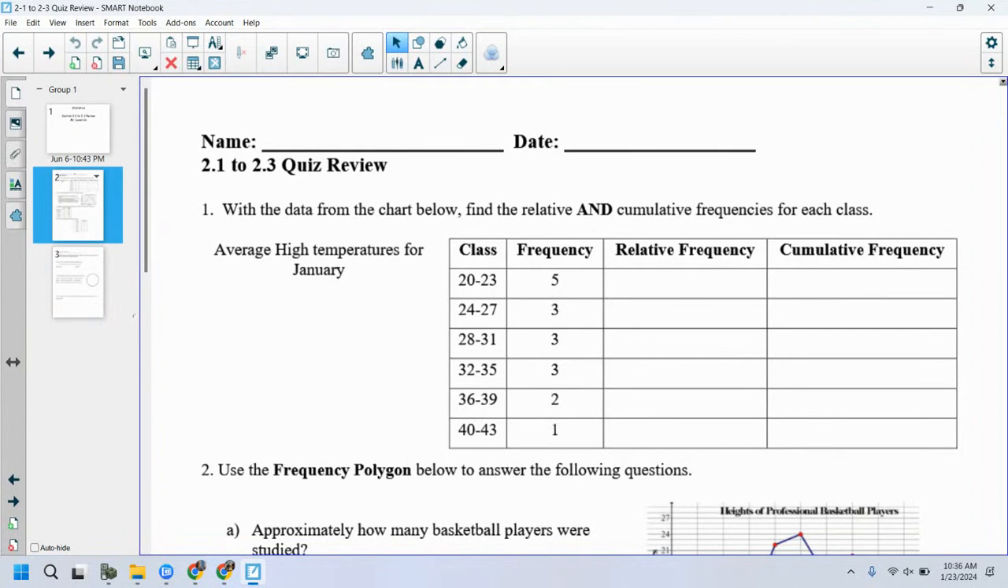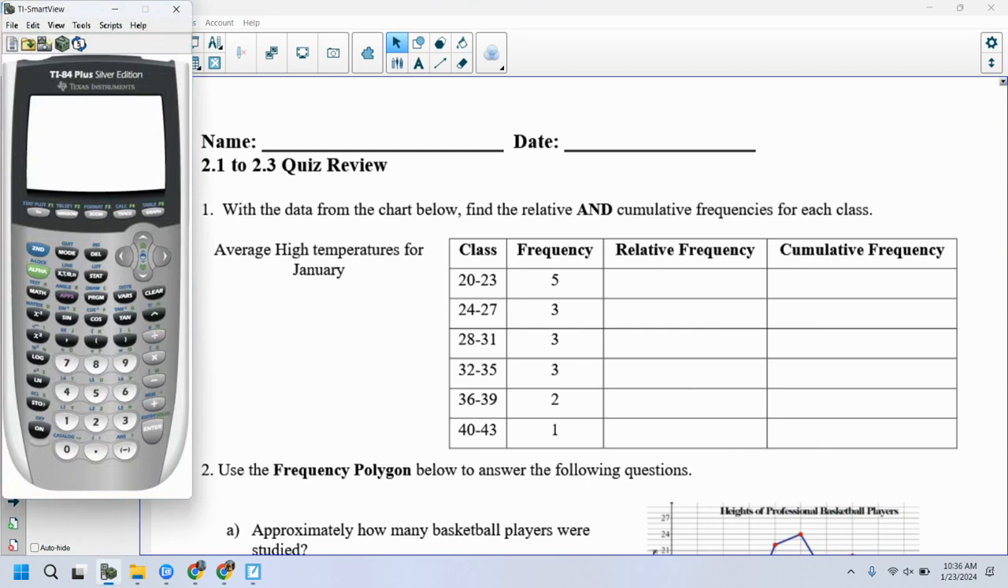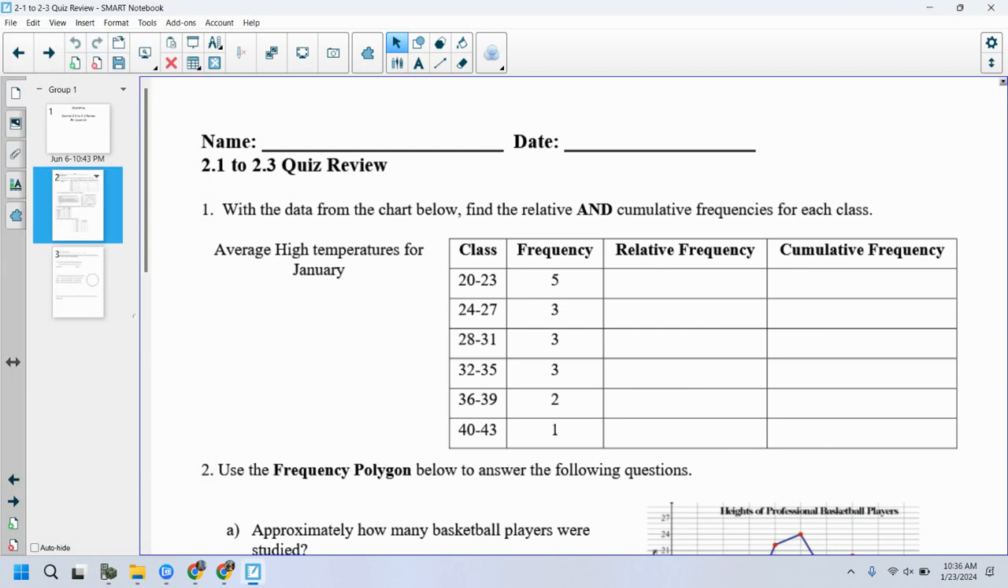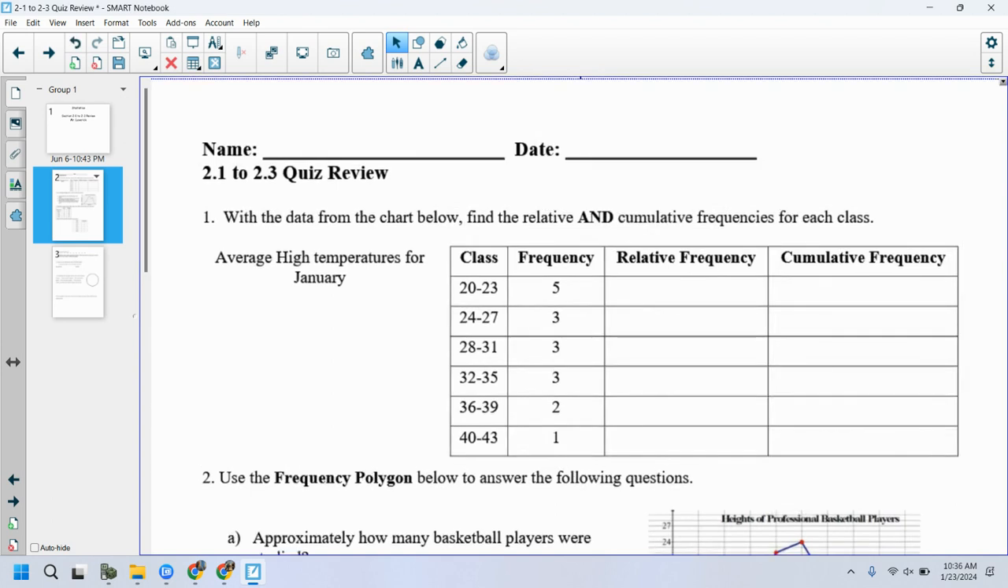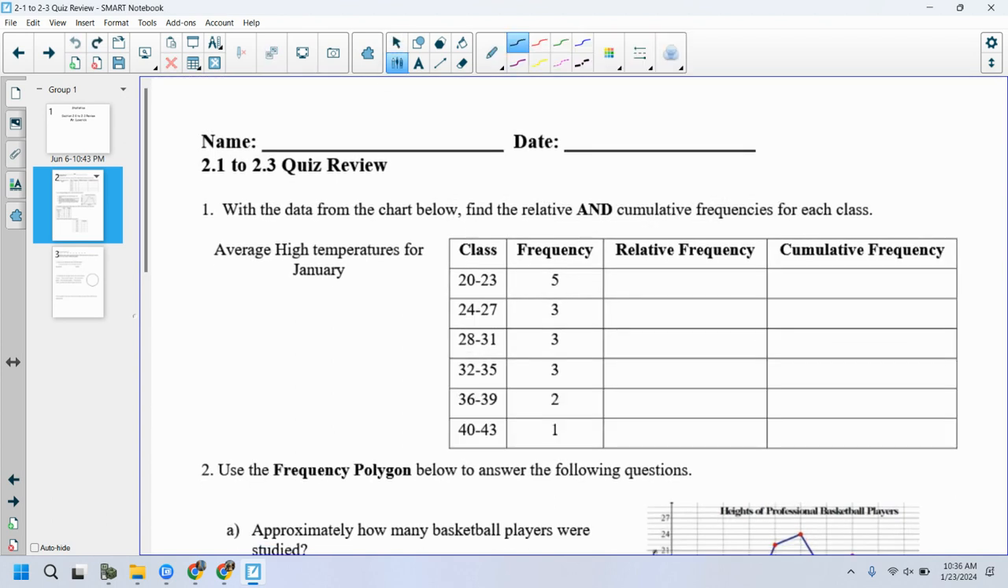All right. Remember, for relative frequency, I want to find the total number first. Well, actually, it might be easier to do cumulative frequency, because I need the cumulative frequency for the relative frequency. Cumulative frequency is 5, 8, 11, 14, 16. Did you guys get 17? Yeah, add them up. Right.